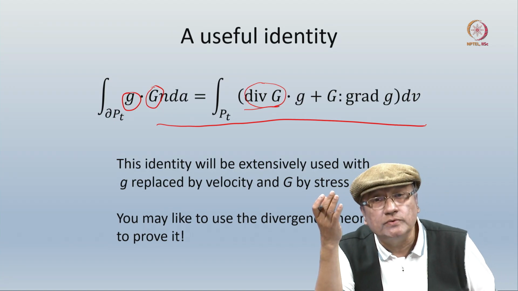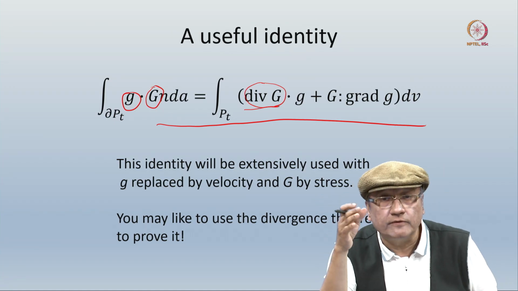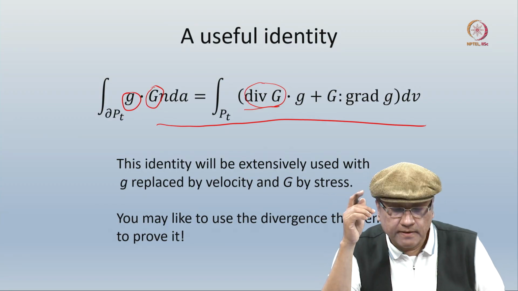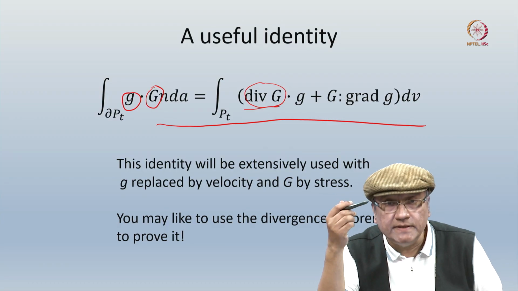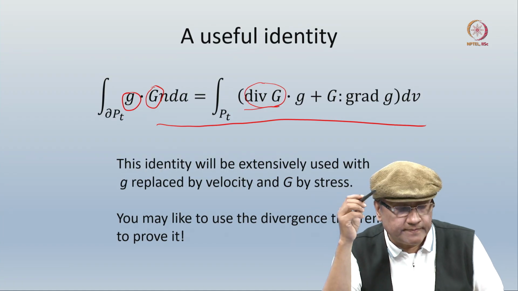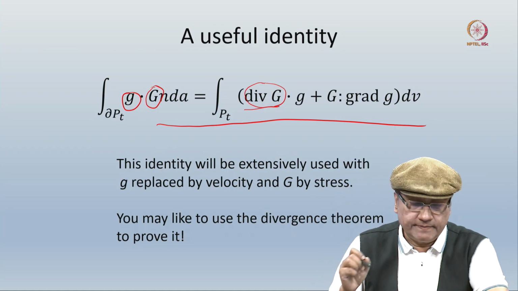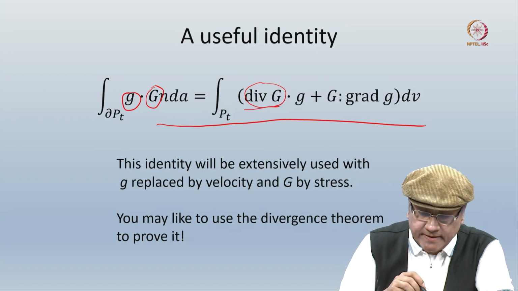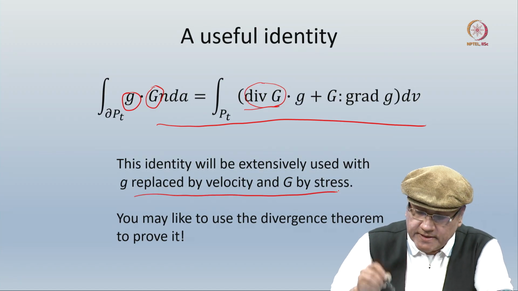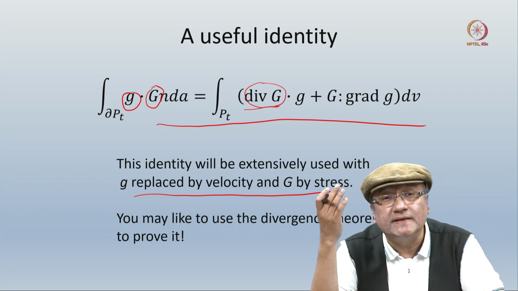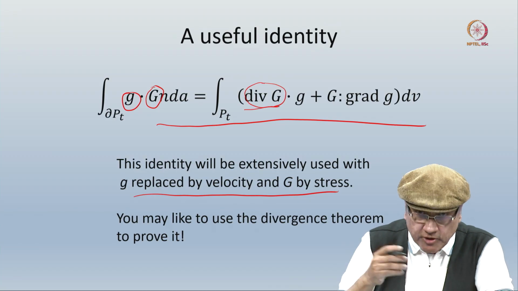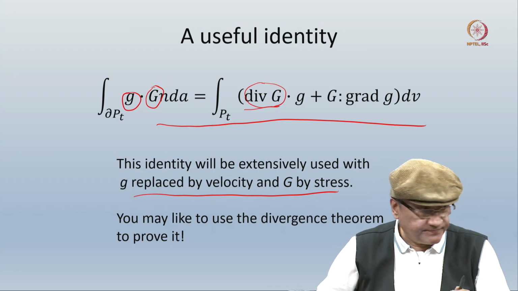Actually the best way to do that is to use indicial form. If you are not very comfortable in a coordinate independent representation of things, you can represent everything in terms of the indices xi, xj, etc., and then do this. This identity is extensively used. As I said, g will be replaced by velocity, and this capital G will be typically the stress. Okay. So you may actually like to prove it, as I said.